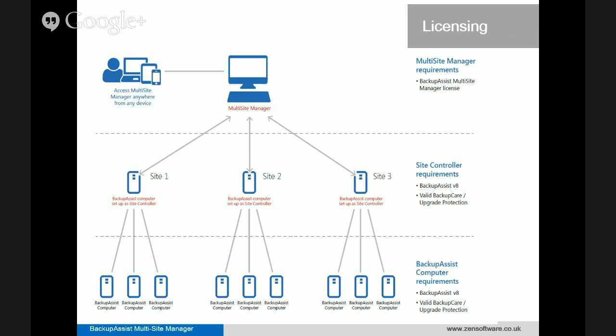You're not licensed on the number of sites you're managing. The only requirement is that each site and each BackupAssist installation has upgrade protection. That's needed to always have the latest release, but it's also detected and needed to allow it to be registered with a multi-site manager. So if any of the installations lose that, if the upgrade protection expires, then you'll still see it in the multi-site manager, but you won't get any further reports or be able to manage that installation. It will clearly show that it's out of upgrade protection.